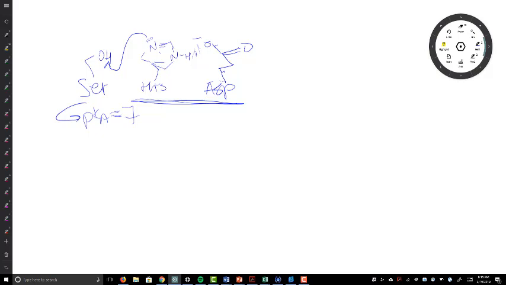Yes. The pKa for the catalytic serine in chymotrypsin is around 7. Yeah. That's the level that you need to know.